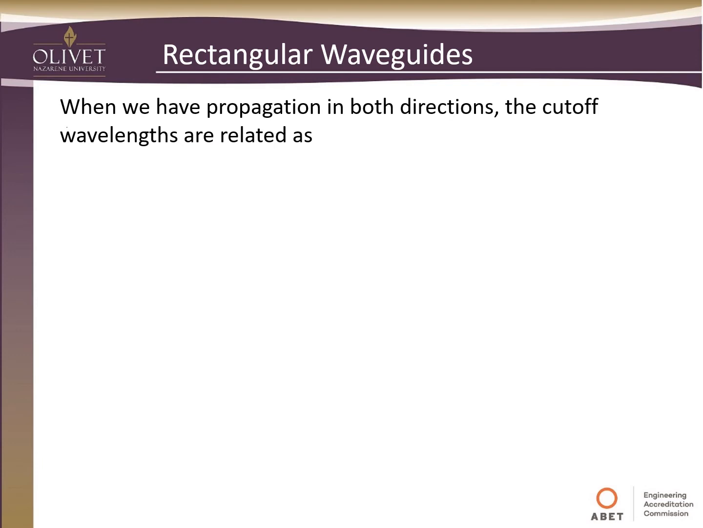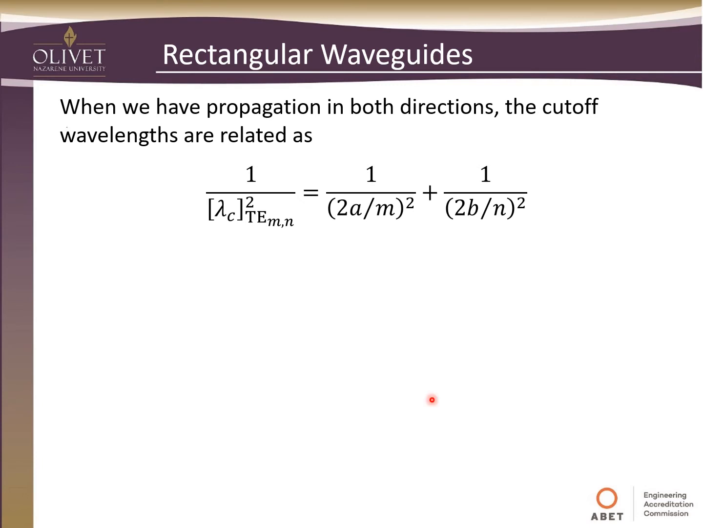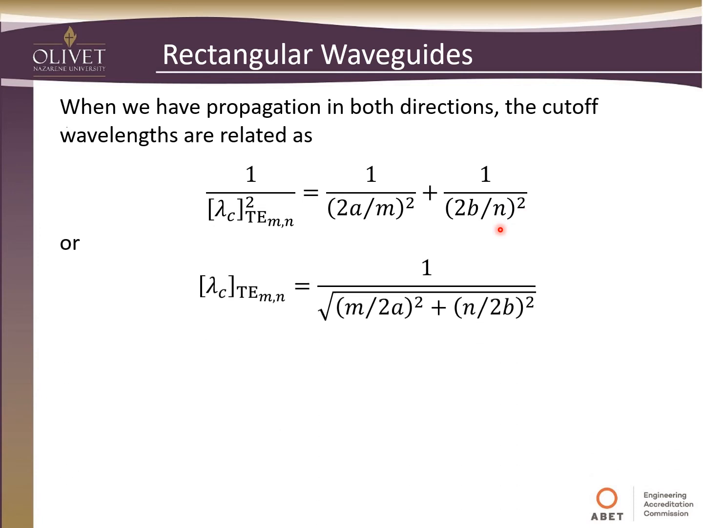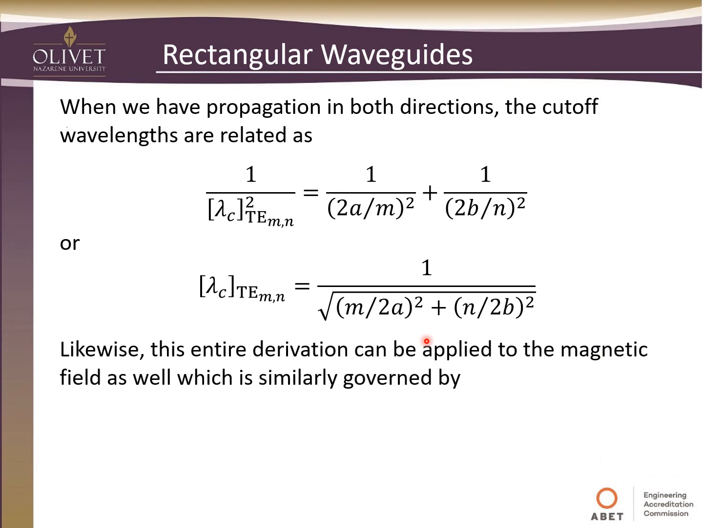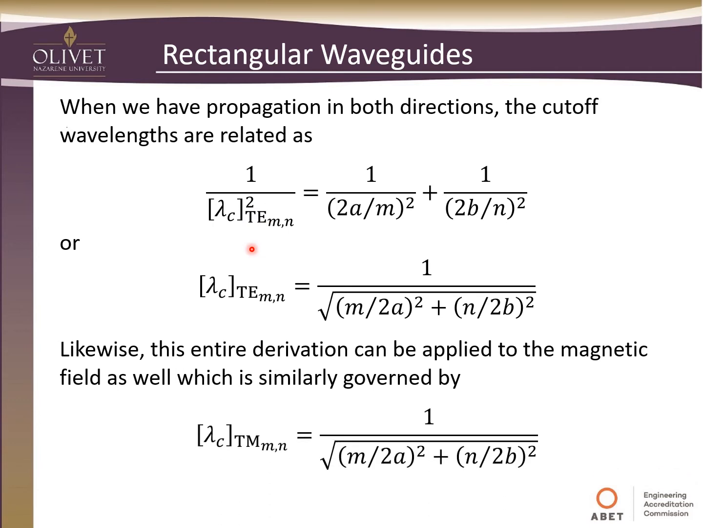So when we have propagation in both directions, the cutoff wavelengths are related by this equation here. So our cutoff wavelength squared for the TE_MN mode is going to be 1 over (2A divided by M) squared plus (2B divided by N) squared. Or we can flip that over and have this equation. Likewise, this entire derivation can be applied to the magnetic field as well. So these are for TE modes, remember. So this is for our electric field component. We can do the same thing with our TM mode.